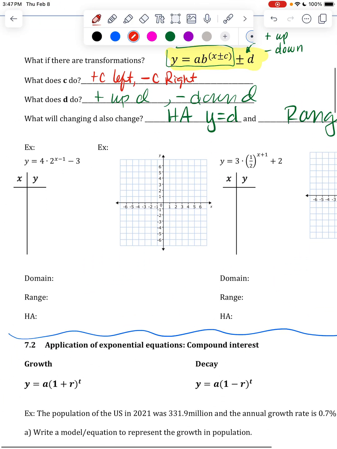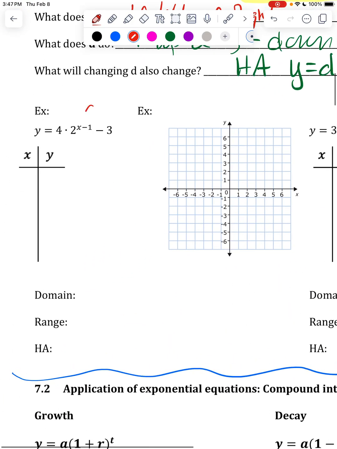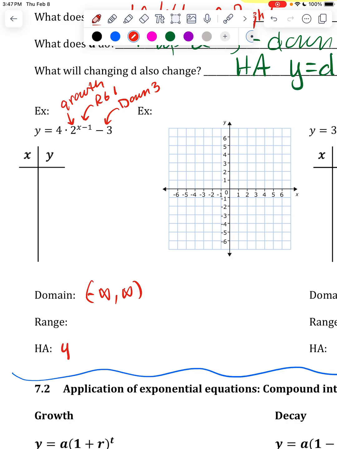So in this problem, before I start, I can look and go, oh, this one's going to move to the right 1. It's going to go down 3. Because the 2 is greater than 1, this is going to be growth. Okay, I definitely know my domain, and horizontal asymptote is equal to the D value now that we have one.